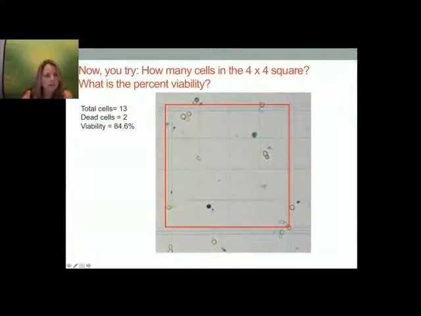We see that there are 2 dead cells, one purple one here and one blue one here. To determine the viability, we take 13, subtract 2, and we have 11. We take 11, divide it by 13, and multiply that by 100 to get 84.6%. How did you do? This calculation, similar to this, you can find in your pitching calculations worksheet.